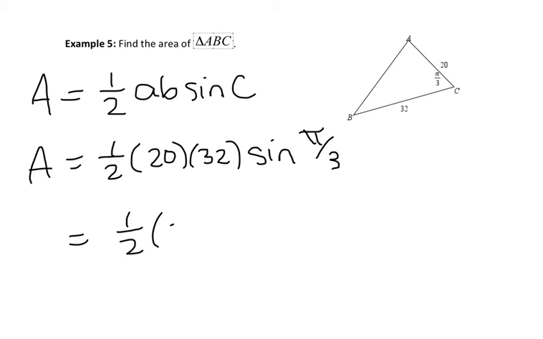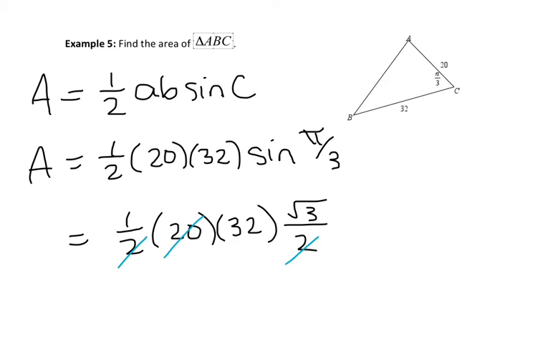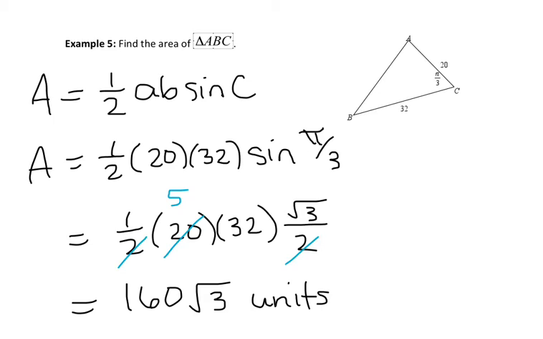So we've got a half of 20 times 32 times root 3 over 2. I'm going to simplify. The 2 and 2 go into 2 five times. 5 times 32 is 160. So we've got exactly 160 root 3 units squared. This is a case where giving an approximate answer would not be appropriate.